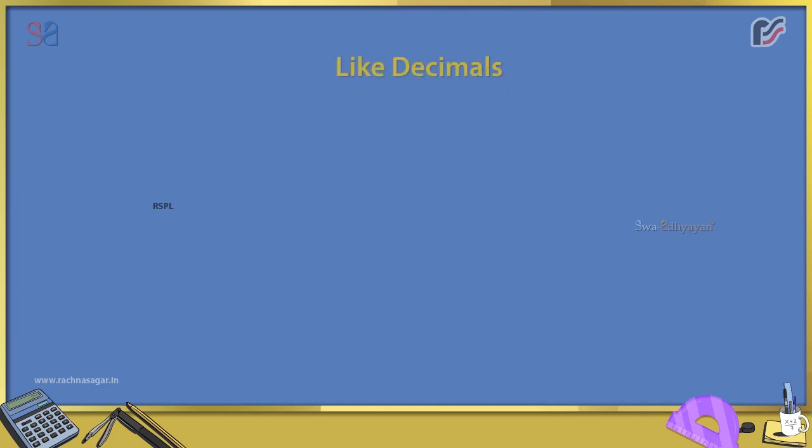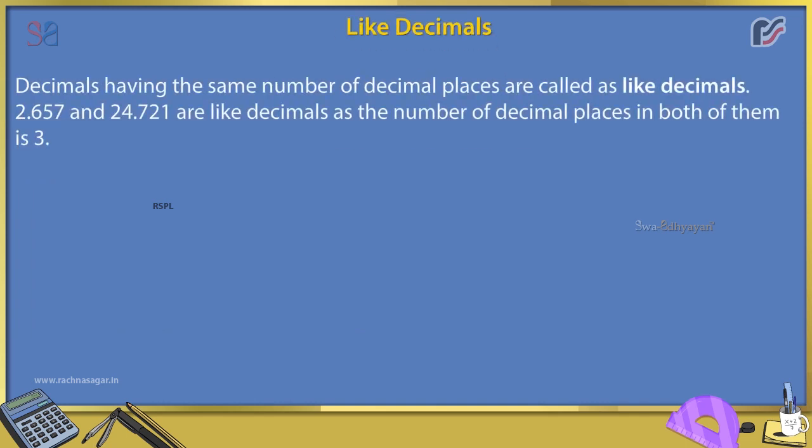Like decimals. Decimals having the same number of decimal places are called like decimals. 2.657 and 24.721 are like decimals, as the number of decimal places in both of them is 3.